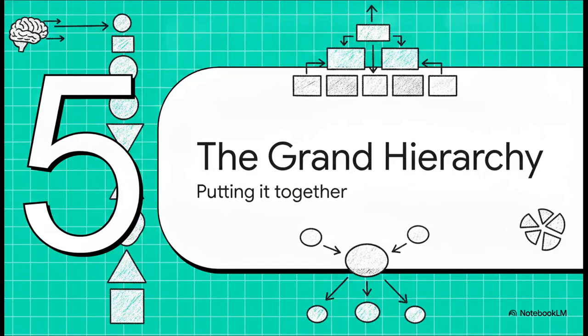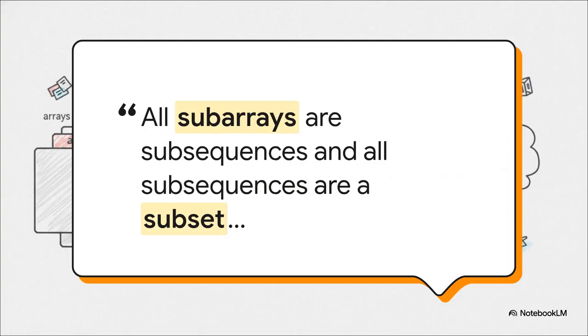nicely to Section 5, the grand hierarchy, putting it all together. I love this quote because it brilliantly illustrates our expanding freedom arc. Remember this rule. All subarrays are subsequences and all subsequences are subsets, but there's no way the reverse is valid. The strictest rule naturally satisfies all the looser rules above it, but you just cannot work backwards.